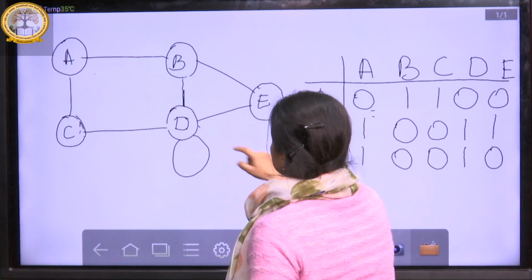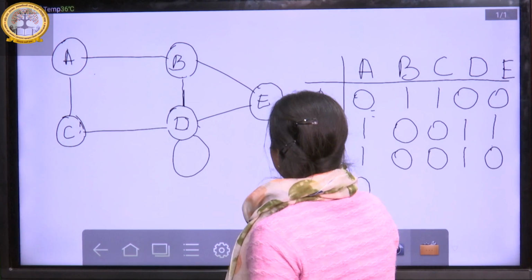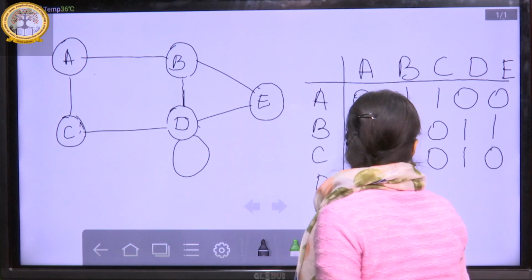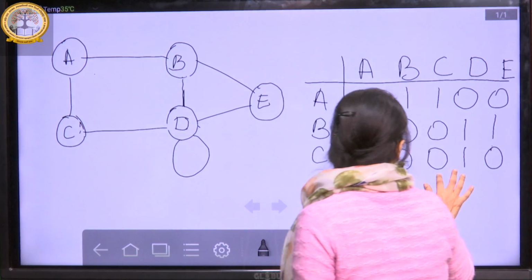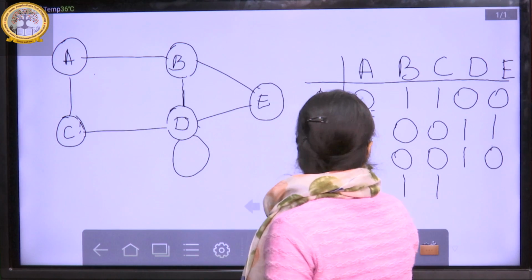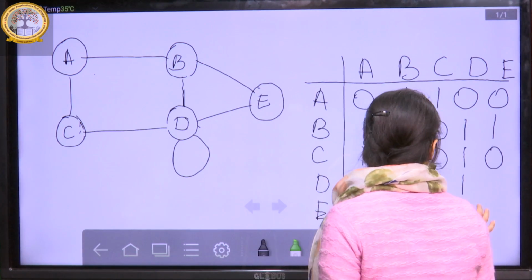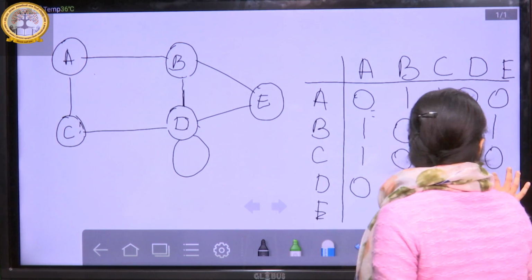From D to A, no. From D to B, yes, there is an edge. From D to C, yes. From D to D, there is a self loop here, so I am going to put 1. D to E.